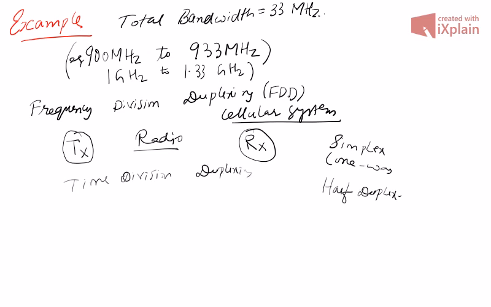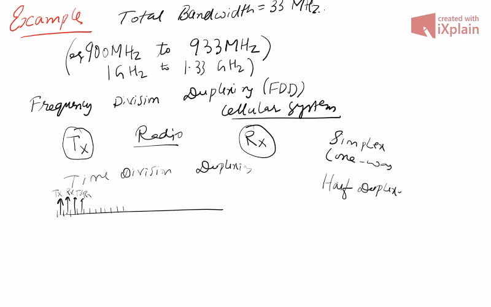What we do is, suppose we have this time frame and there's a transmitter and receiver. So in time frame 1, the transmitter can only communicate. In time frame 2, the receiver can communicate back. Then again the transmitter can communicate. Then again the receiver can communicate, and so on and so forth. In this way, both transmitter and receiver are communicating, but they are not communicating simultaneously.